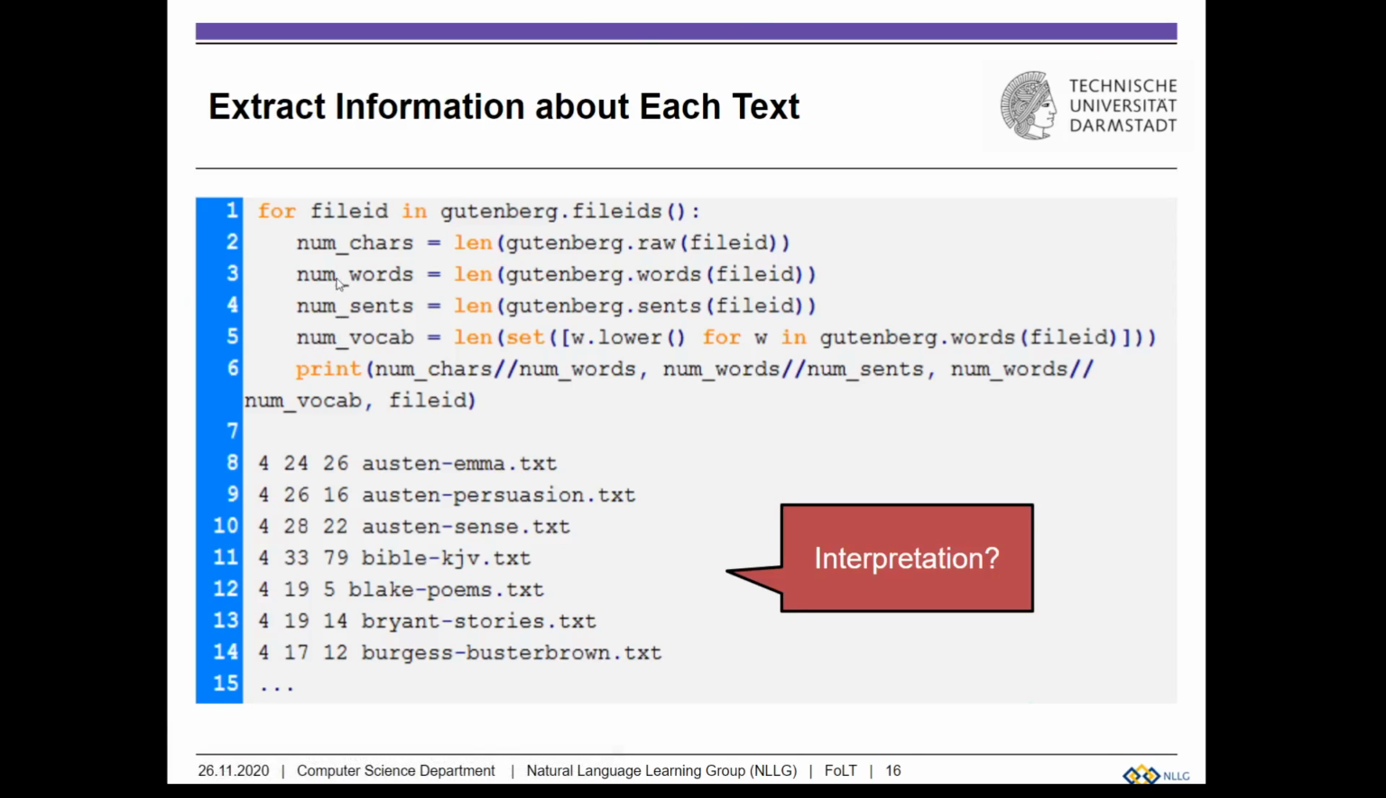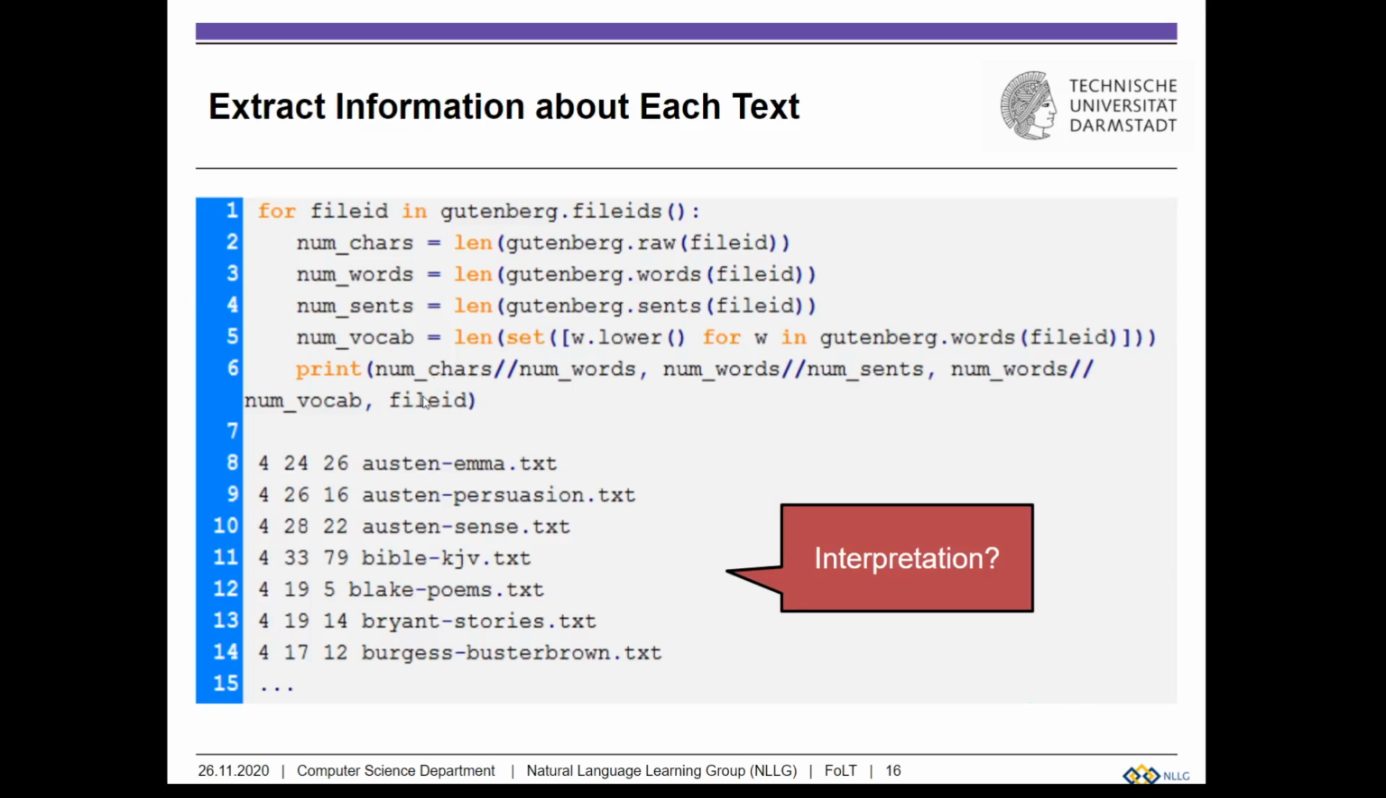First we count for each file in our corpus the number of characters, the number of words, the number of sentences, and the vocabulary size. And then we print out the statistics here. So what we do is we print the number of chars divided by the number of words, the number of words by the number of sentences, and the number of sentences divided by the size of the vocabulary, and also we print out the file ID.